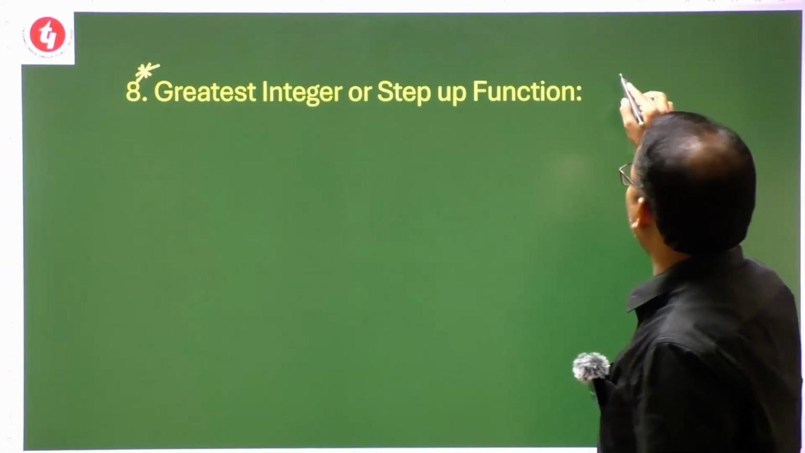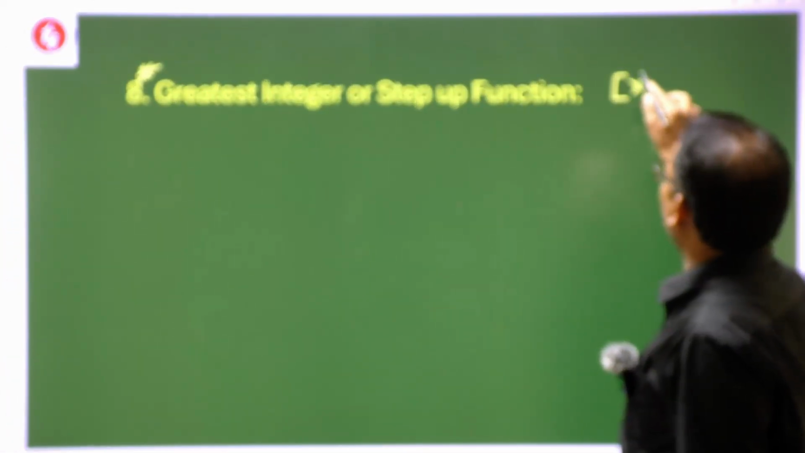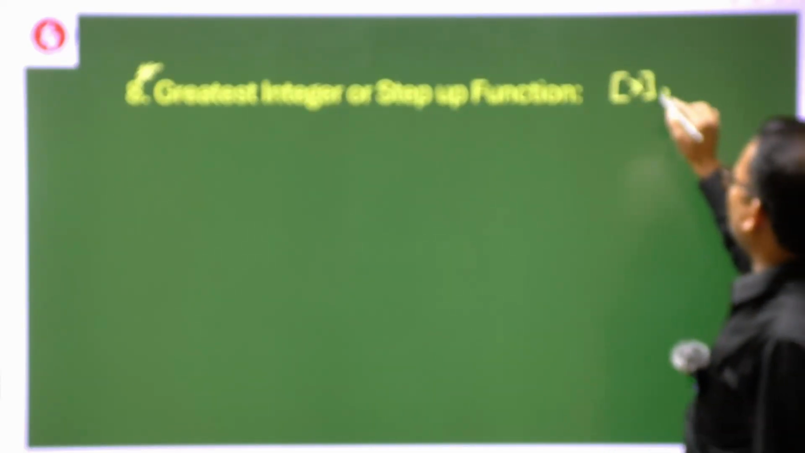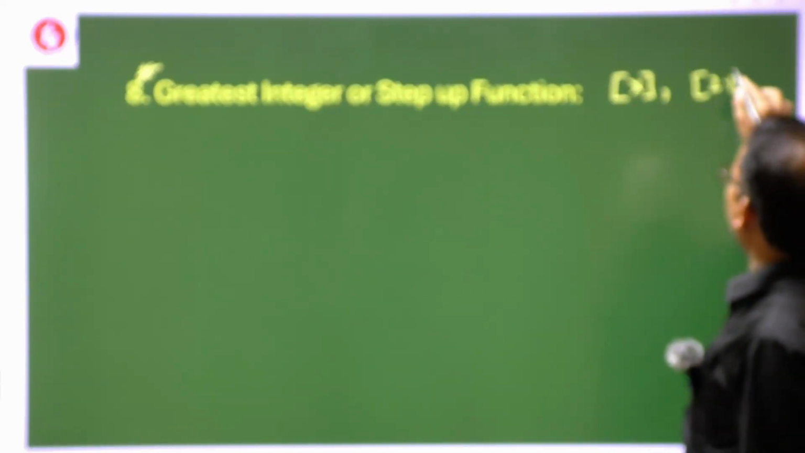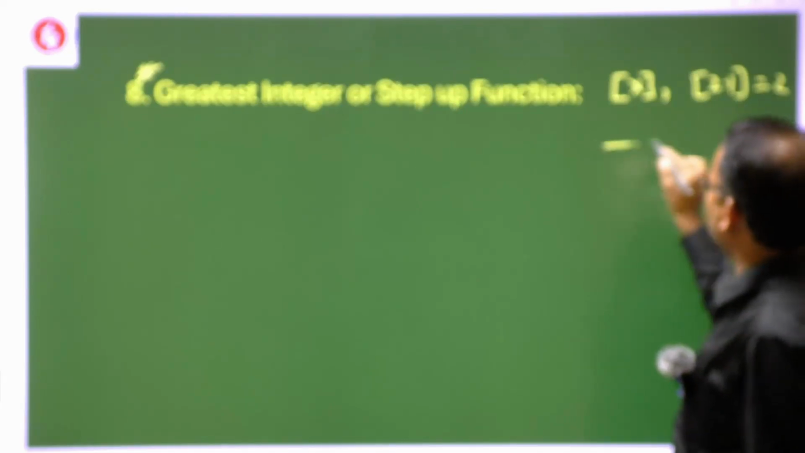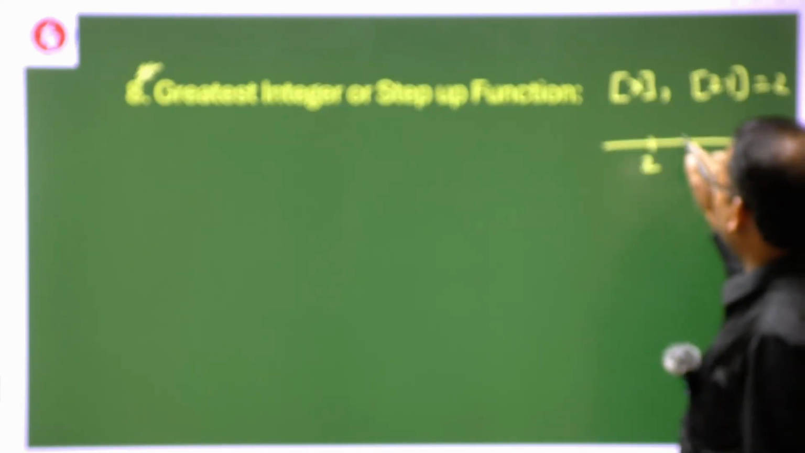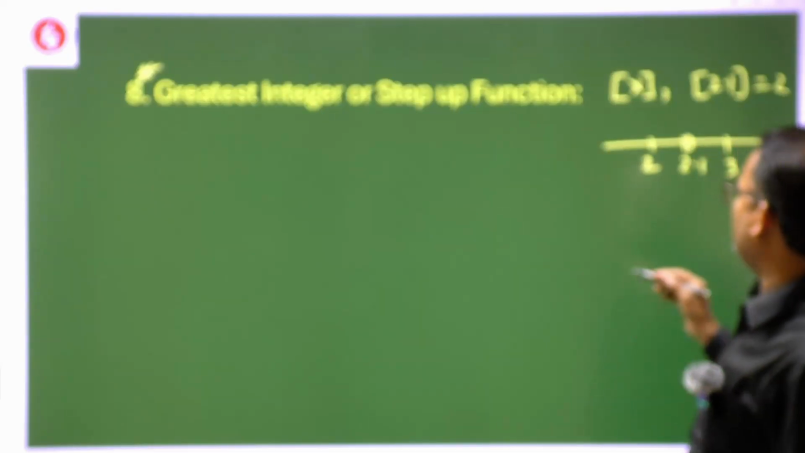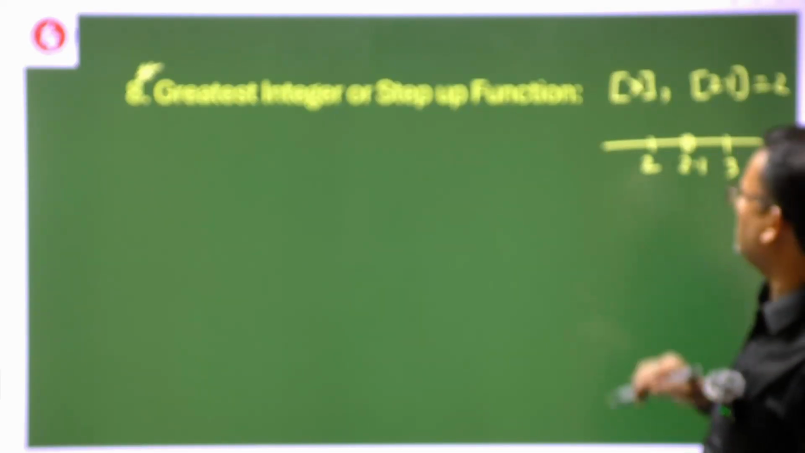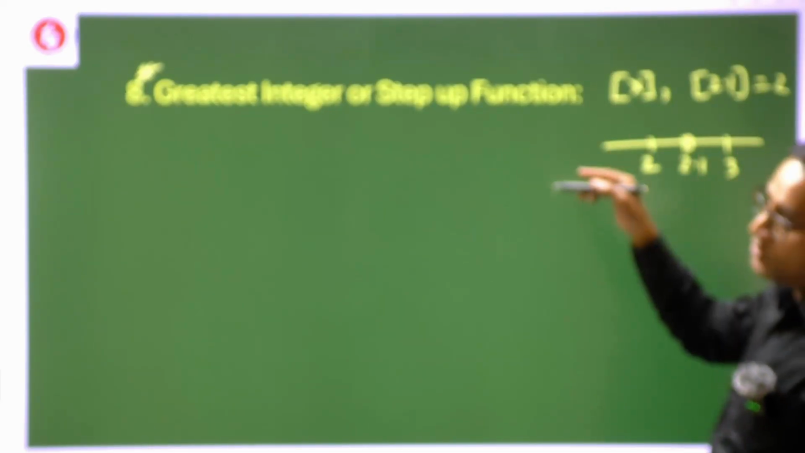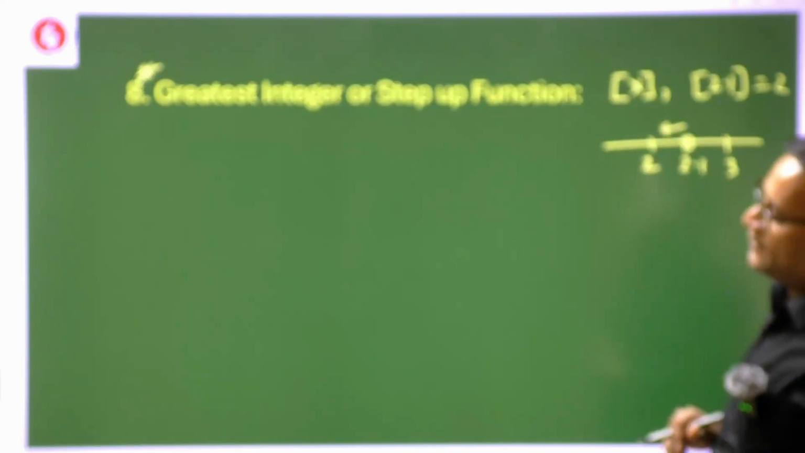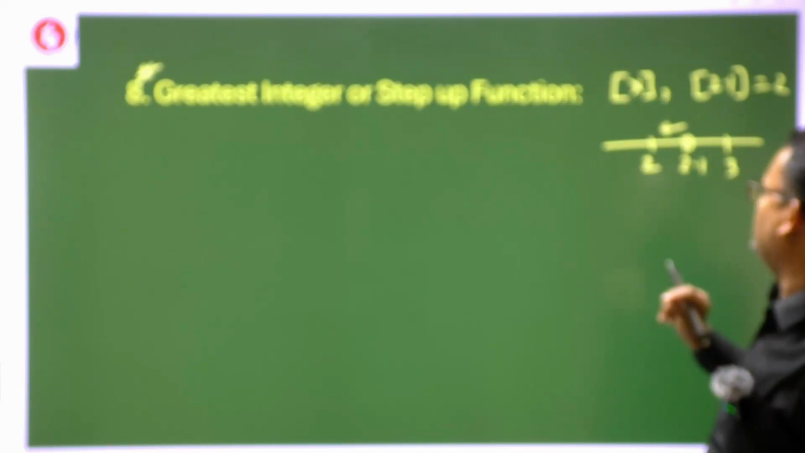It is generally denoted by box of x. If I want to calculate box of 2.1, it is nothing but 2. The reason is, suppose it is 2, it is 2.1, it is 3. So if a number is non-integer, then to calculate its box function, you have to move from that point to the left hand side. So the first integer will be the answer.